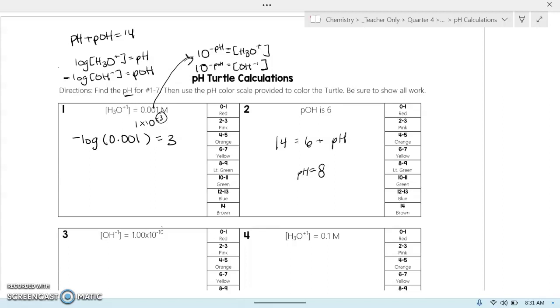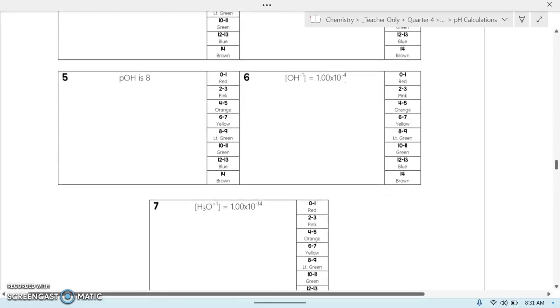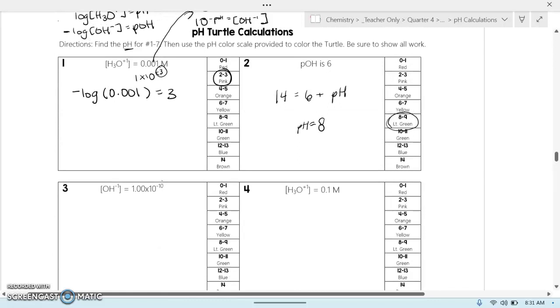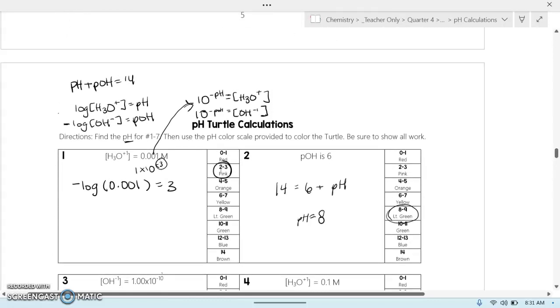So for your coloring, you're going to be doing all the 2s light green. You're going to be coloring all of the 1s red. Sorry, not red. See, this is why I'm explaining it, because it's confusing. It's number 1, but your answer was 3, so there's your 3. You'll do all the 1s pink. So that is how you go about solving for pH and pOH using your calculator.